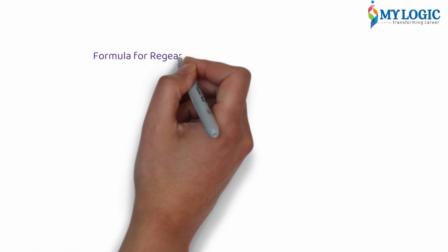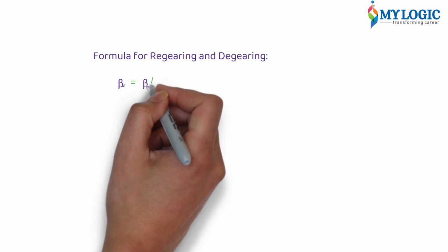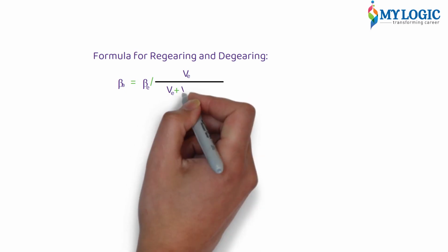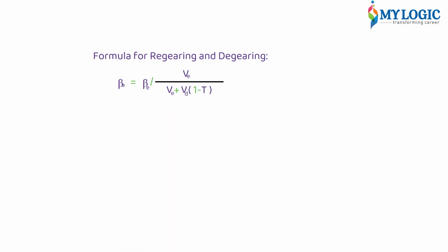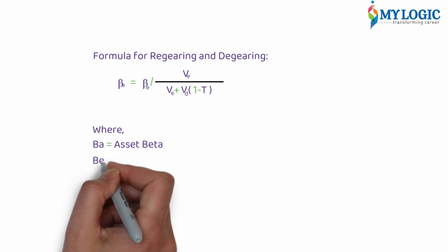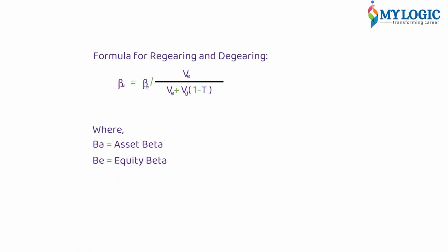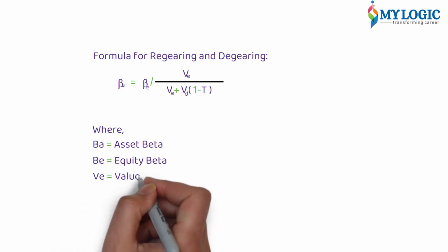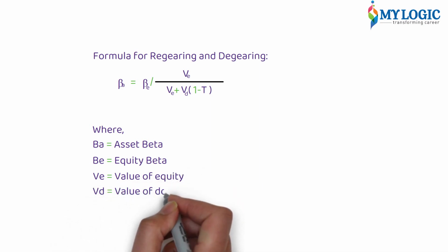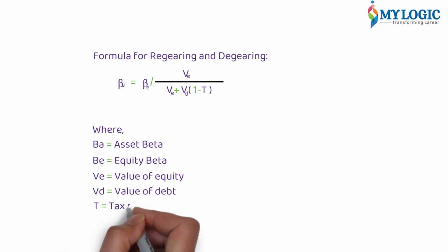Formula for re-gearing and de-gearing. Beta A is equal to beta E multiplied by VE divided by VE plus VD multiplied by 1 minus T, where beta A is equal to asset beta, beta E is equal to equity beta, VE is equal to value of equity, VD is equal to value of debt, T is equal to tax rate.